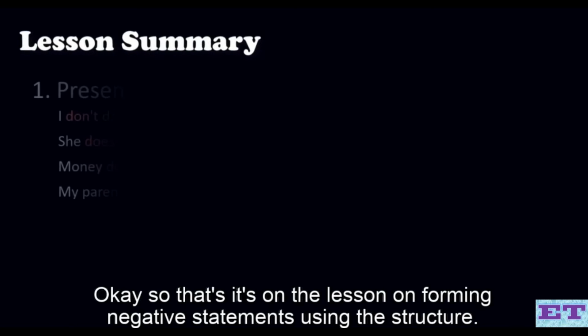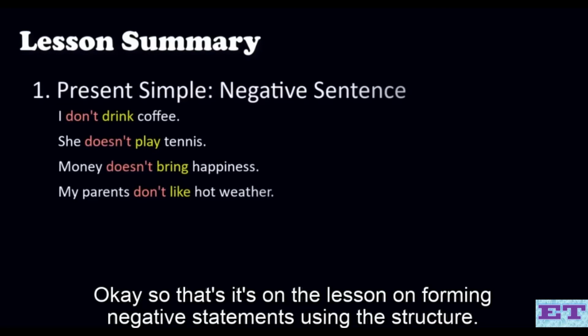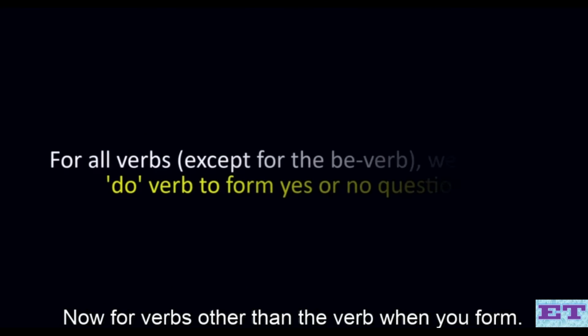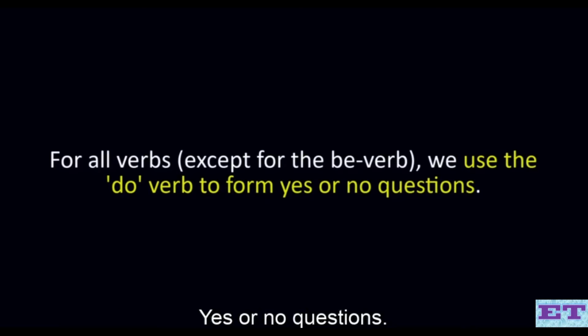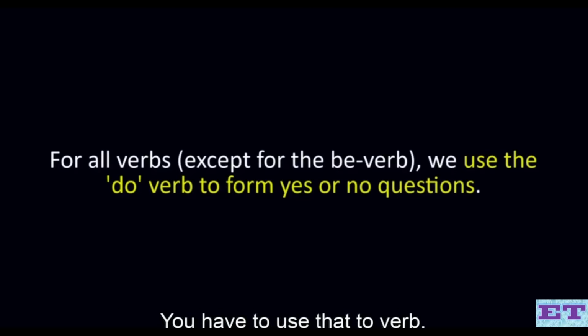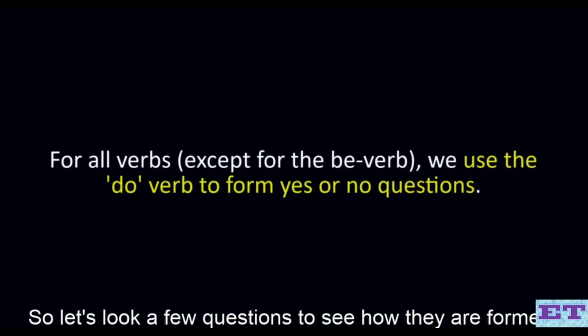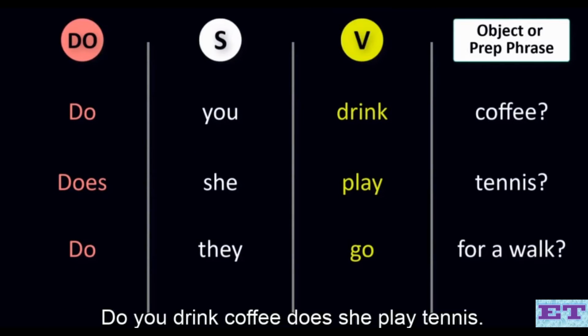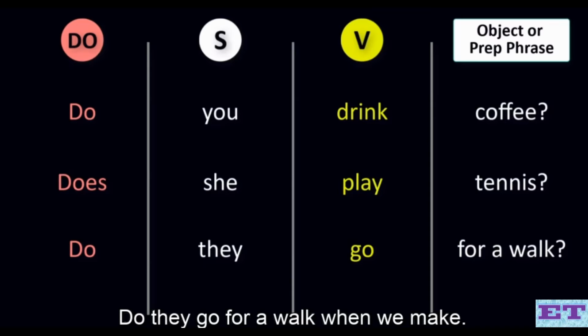Okay, so that's it on the lesson on forming negative statements using the structure do not. In the next lesson, for verbs other than the be verb, when you form yes or no questions, you have to use the do verb. So let's look at a few questions to see how they are formed. Do you drink coffee? Does she play tennis? Do they go for a walk?